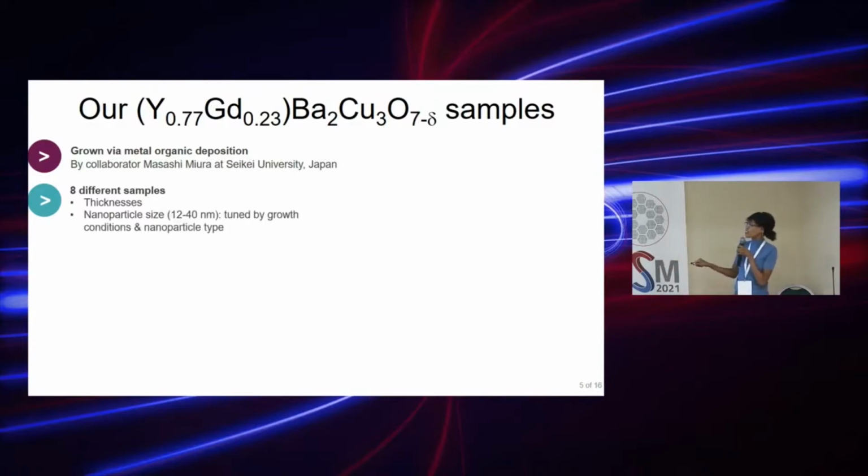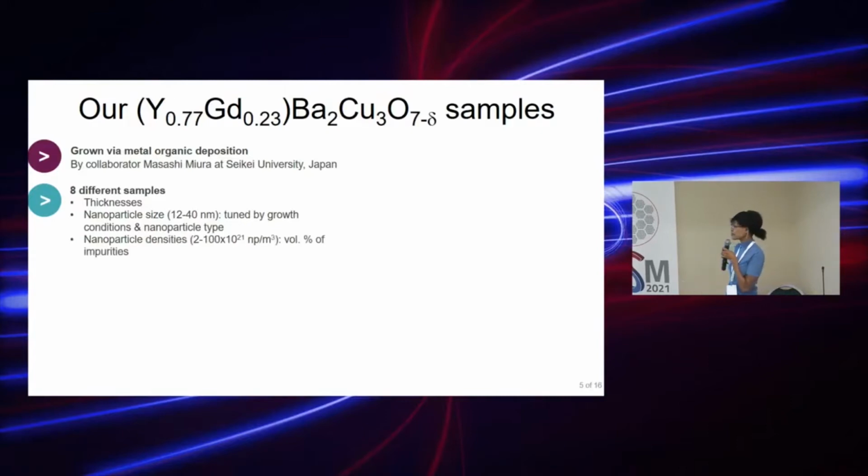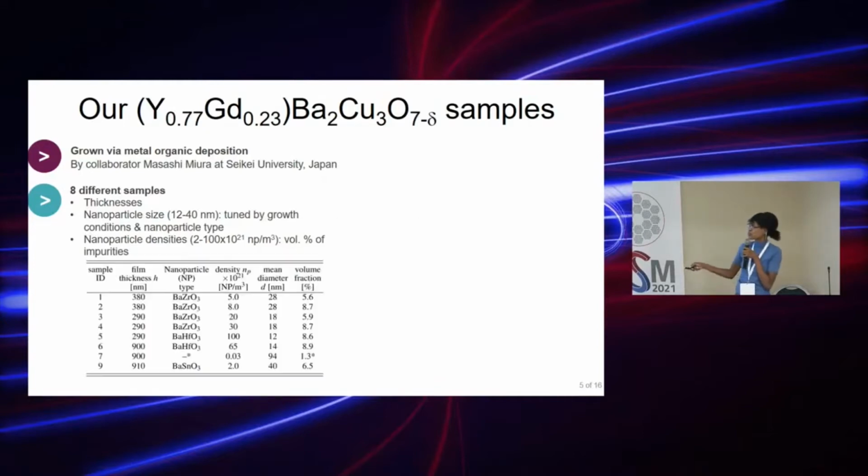The nanoparticle size ranges from 12 to about 40 nanometers, and this is tuned by changing the growth conditions and the impurity type that's added to the precursors. The nanoparticle density ranges from 2 to 100 times 10 to the 21 nanoparticles per meter cubed, and this is tuned by tuning the volume percentage of impurities that are added to the growth precursors.